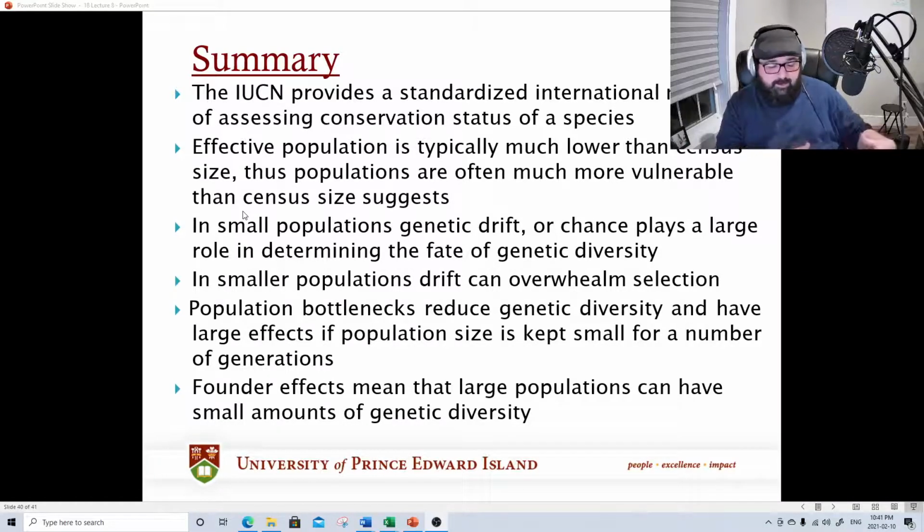So even if the source population is doing well genetically, sometimes some of the island populations are not doing well because only a small number of individuals founded those populations.